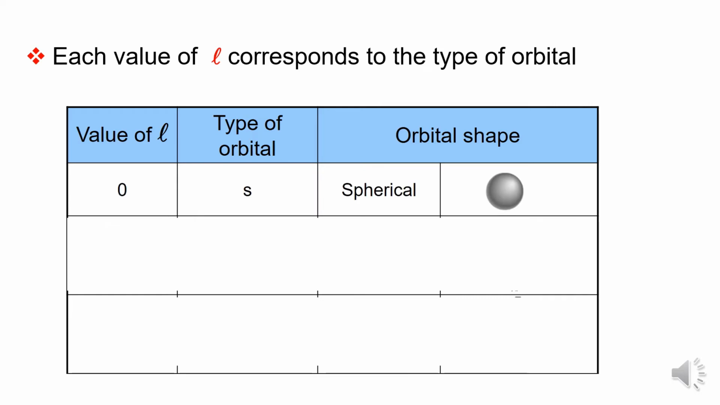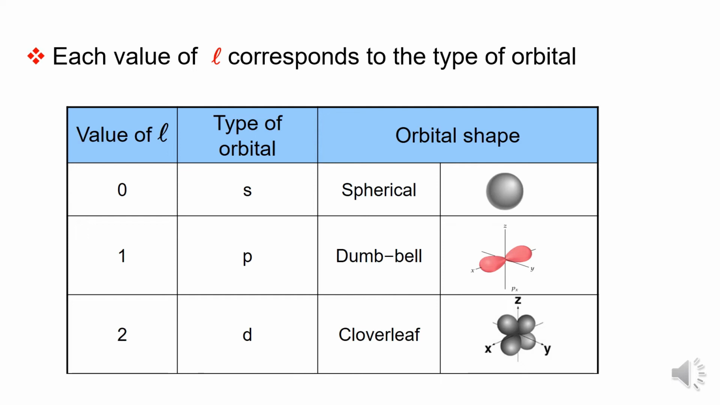If the value of L equals 0, the type of orbital is s and the orbital shape is spherical. When the value of L equals 1, the type of orbital is p and the orbital shape is dumbbell. When the value of L equals 2, the type of orbital is d and the orbital shape is cloverleaf.